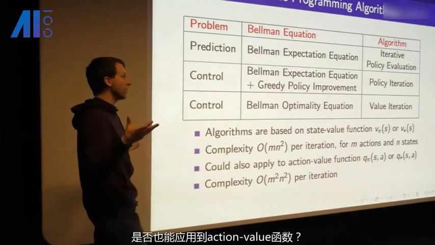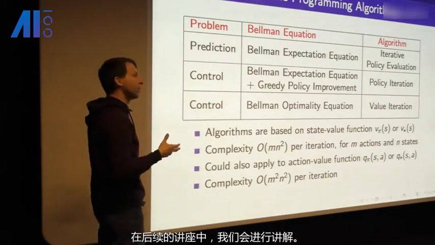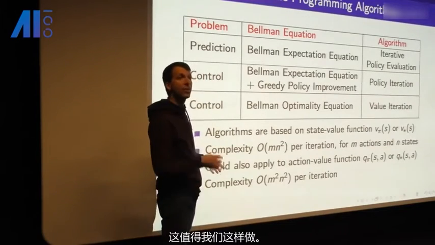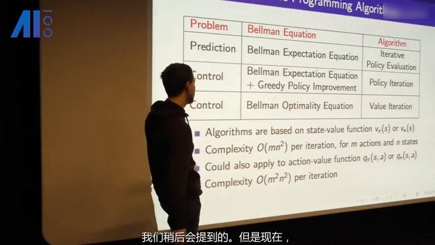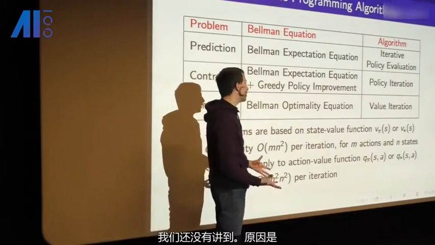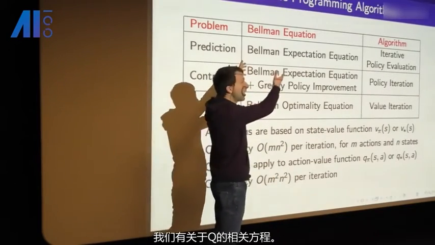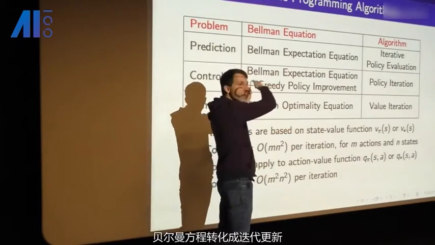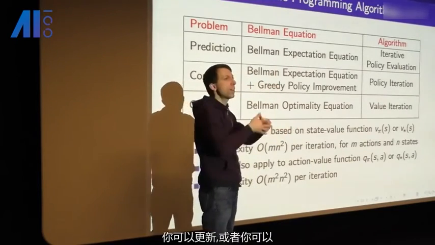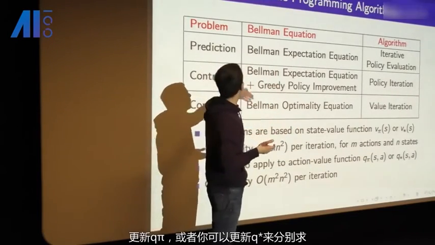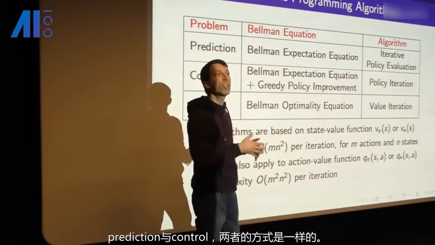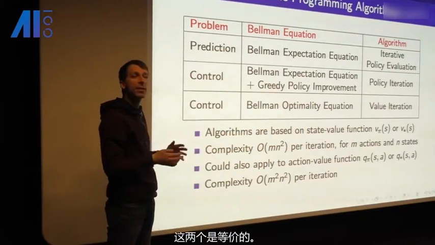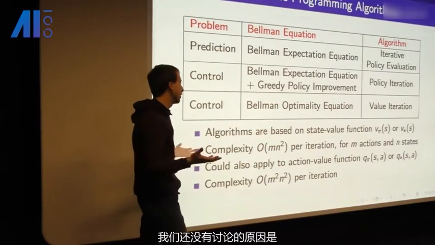So you might wonder, well, why haven't we been using the action value function, which we will in subsequent lectures. In subsequent lectures we'll apply these same ideas with the action value function, and there are very good reasons to do so that we'll see later. But for now we haven't been, and the reason is that there are Bellman equations for Q that we saw in the last lecture. You can turn those Bellman equations for Q into iterative updates, and you can update Q, or you can update Q pi or Q star to do prediction or control respectively in just the same way. So there's value iteration, policy iteration, and iterative policy evaluation methods for Q, which are equivalent to V.